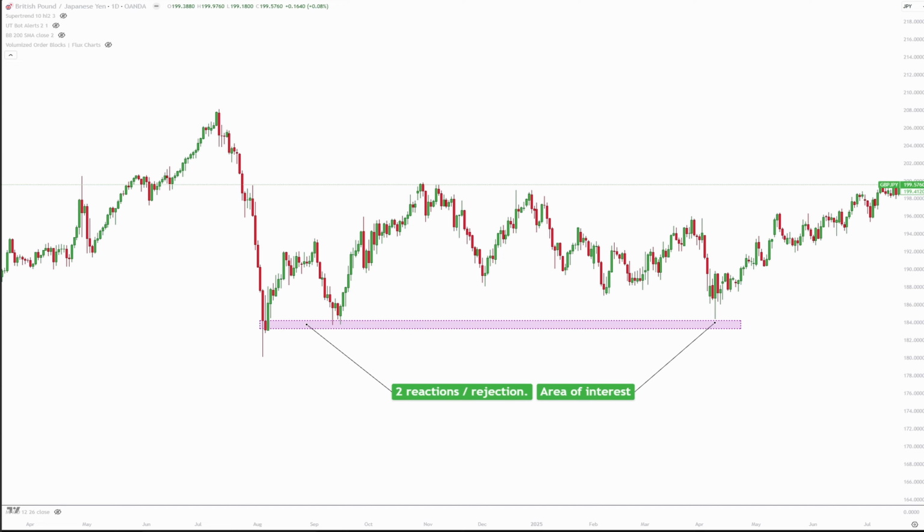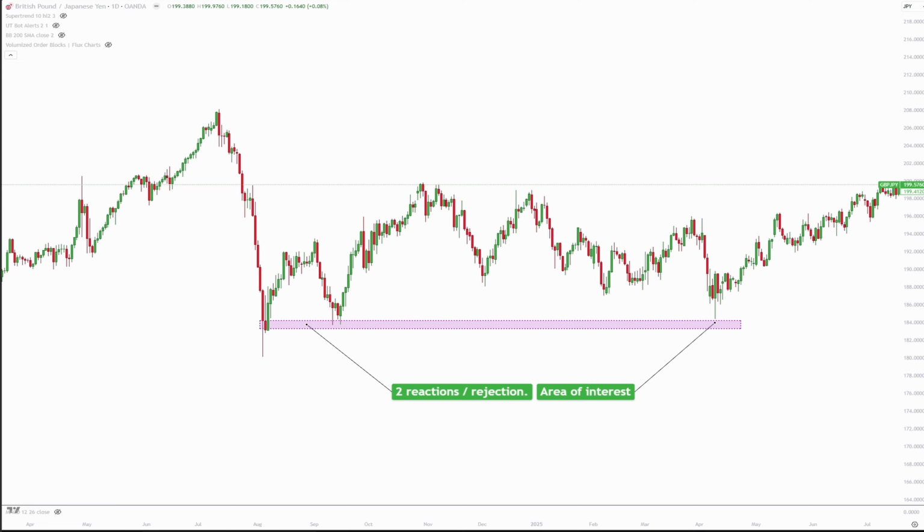I look for areas where price made a sharp move away. This indicates strong buying or selling. I highlight the base of that move using the rectangle tool on TradingView. This zone acts like a magnet. If price returns there, it's often a good place to look for trades.